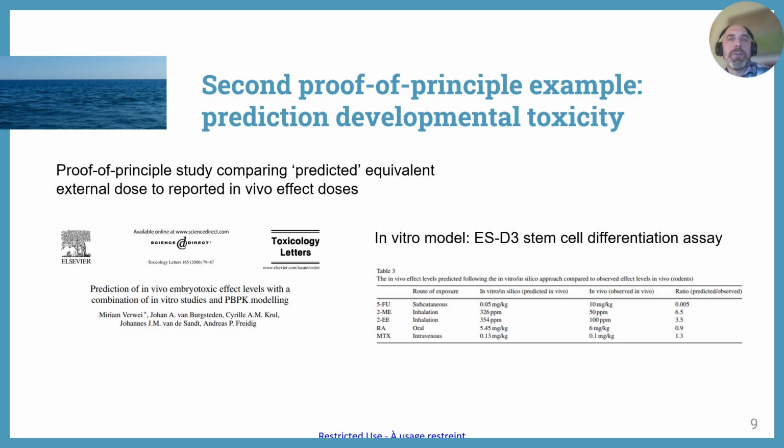A second important publication used a QIVIVE approach to translate in vitro effect concentrations of 5 chemicals that were obtained from the embryonic stem cell test into external equivalent doses, and compared these external equivalent doses to lowest observed effect levels obtained from developmental toxicity studies in rats, applying different exposure routes. Differences of external equivalent doses and effect levels in the animal studies were within 1 order of magnitude for 4 of the 5 chemicals tested. For the other chemical, the difference was rather large.